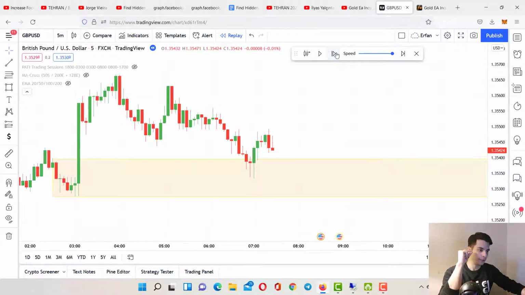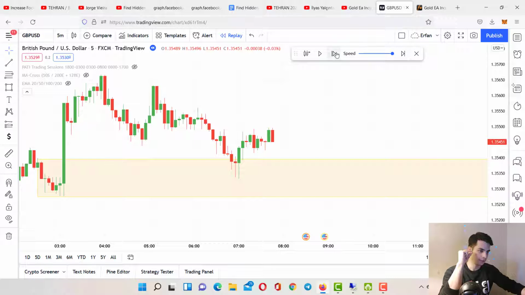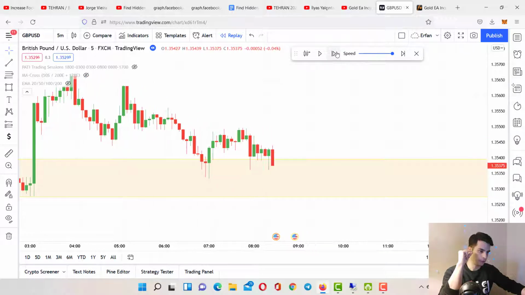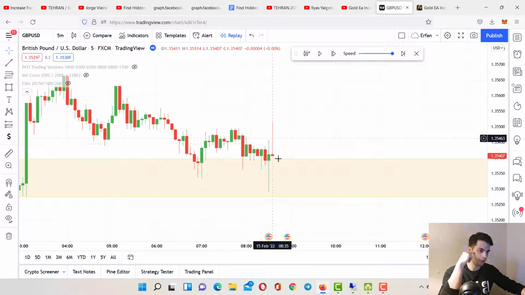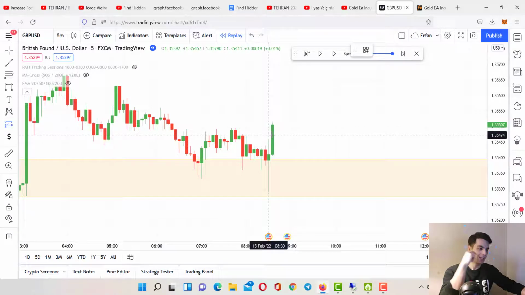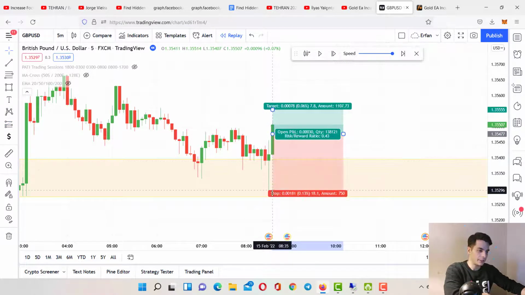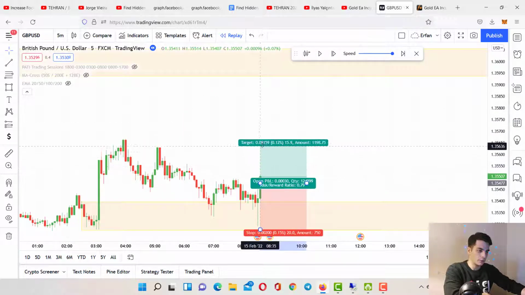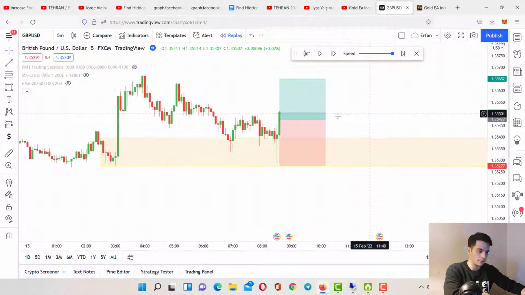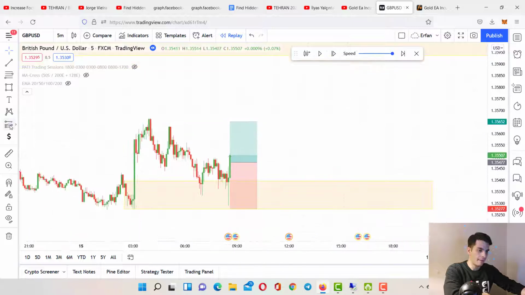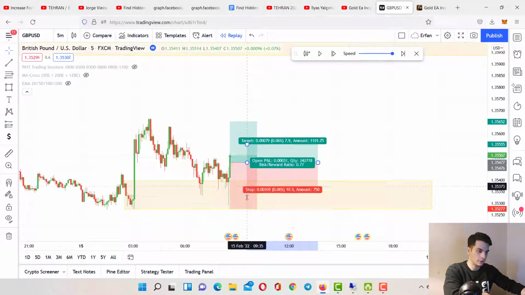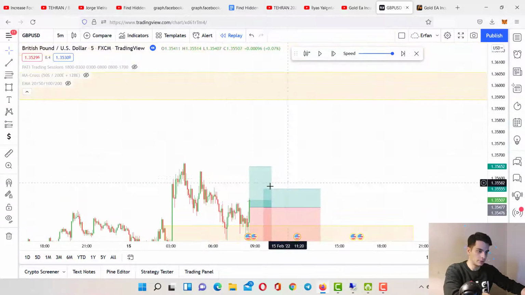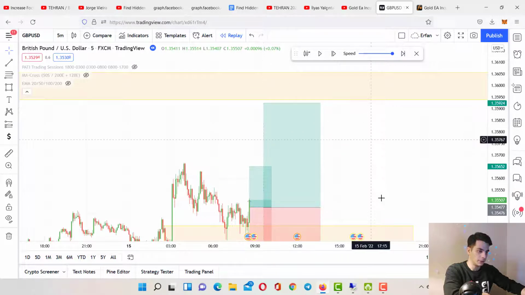Let me show you where I took my trade exactly. It wasn't here. I was still sleeping. Yeah, it was exactly right here. I put my stop loss here, and then I took two trades. I wanted to close one of them around this area, and the other one right here, because we have a high probability order block in this area as well.